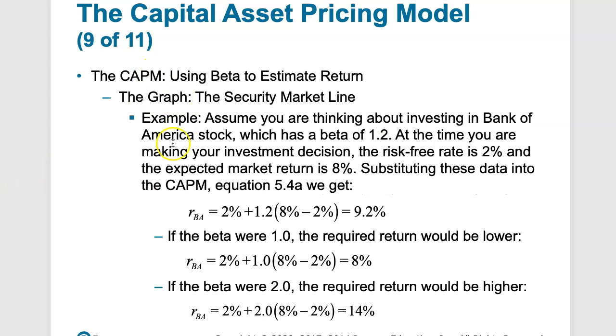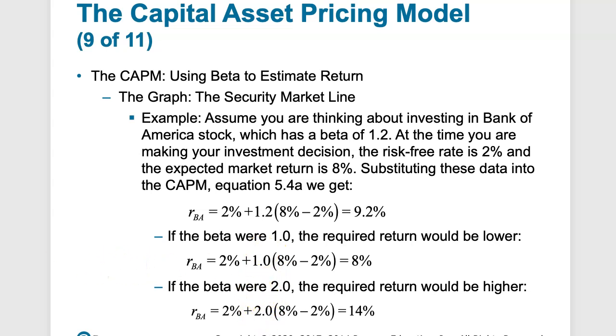Okay, so here let's use the capital asset pricing model and beta to calculate the expected return. We're going to graph the security market line. We're going to think about Bank of America, which has a beta of 1.2, and we're going to look at different investment decisions. We're going to assume for these examples that the risk-free rate is always 2 and the market return is 8. So let's look at a situation where Bank of America has a beta of 1.2, a beta of 1, and a beta of 2.